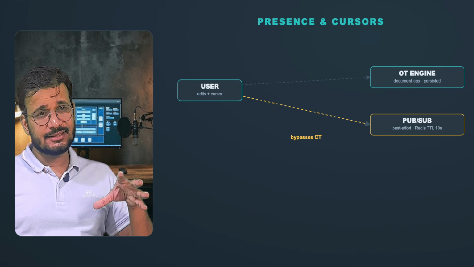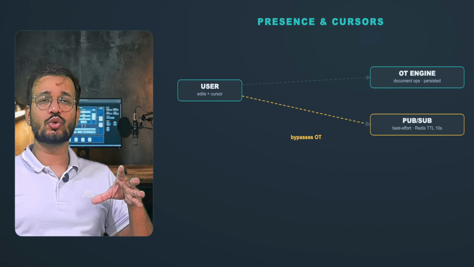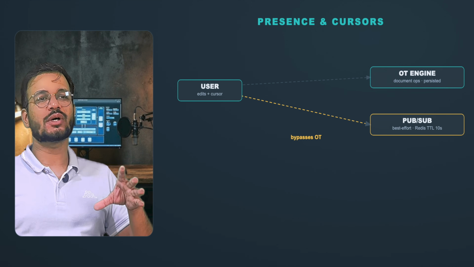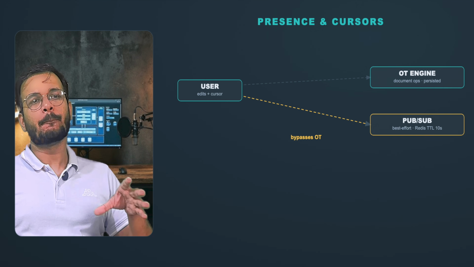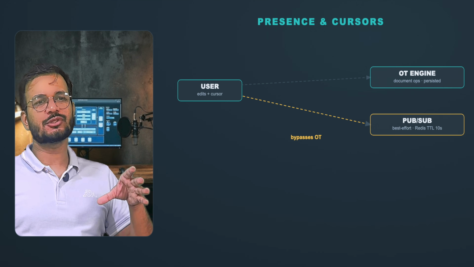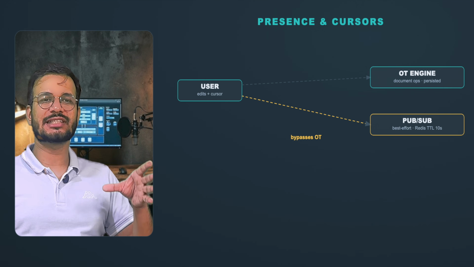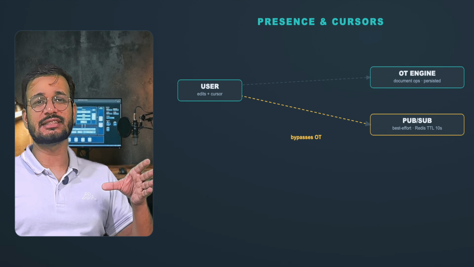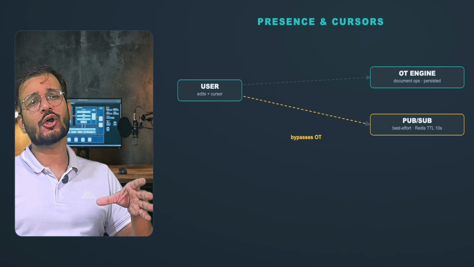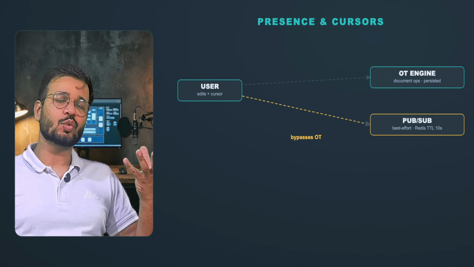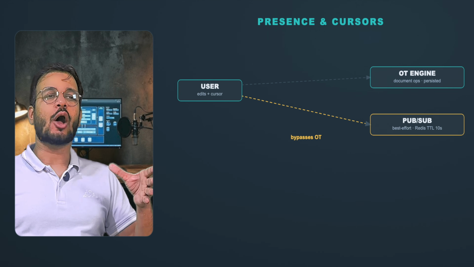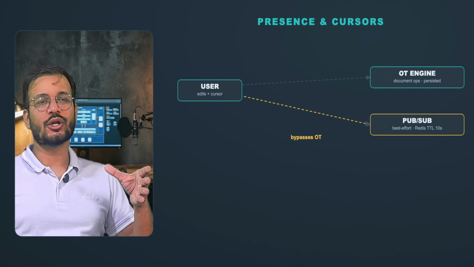For this reason, the cursor updates do not go through the OT engine. They go through a separate, lighter-weight PubSub channel. The cursor position is expressed in terms of the stable character IDs from the CRDT model, or in terms of a document offset with the current version. The client knows how to translate a position to its local document state.